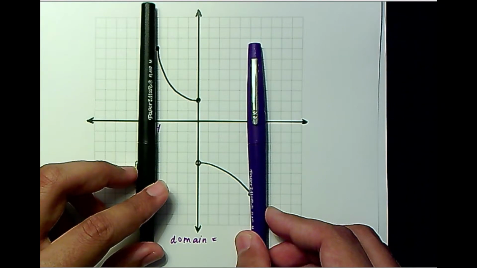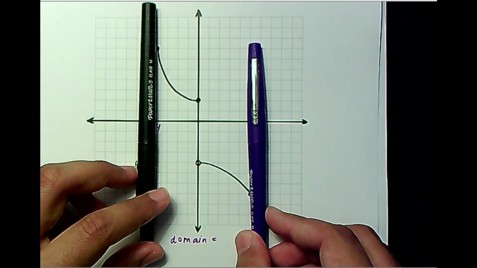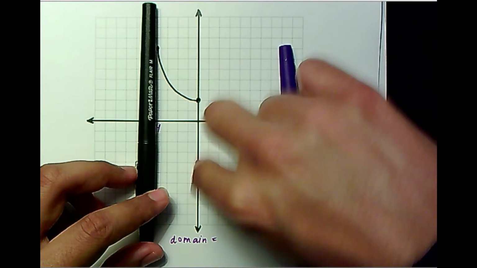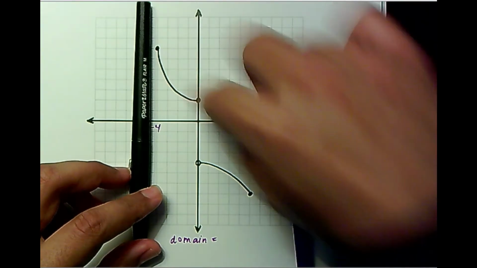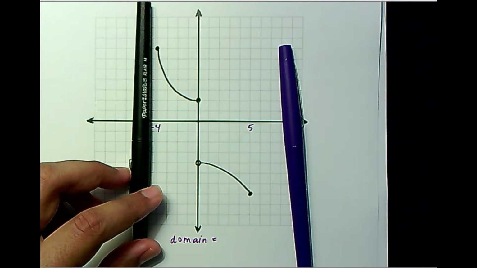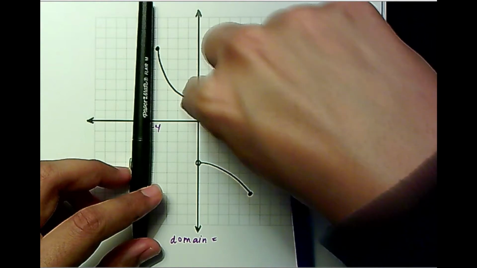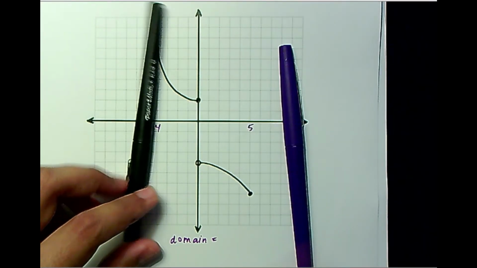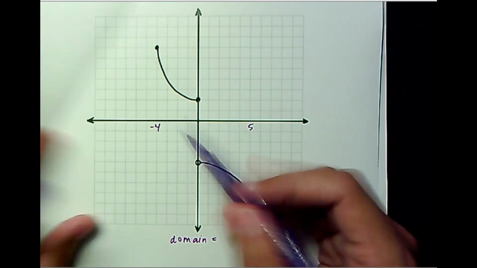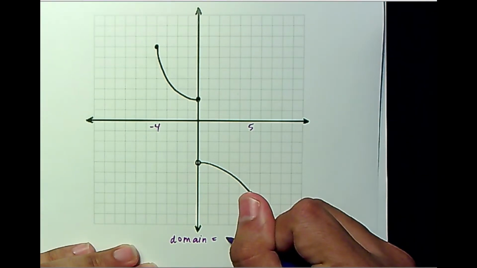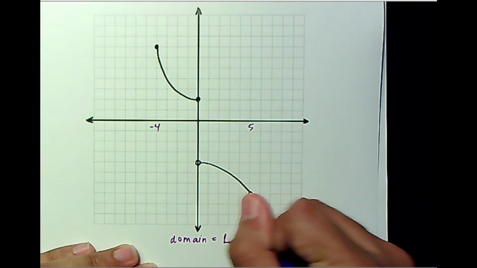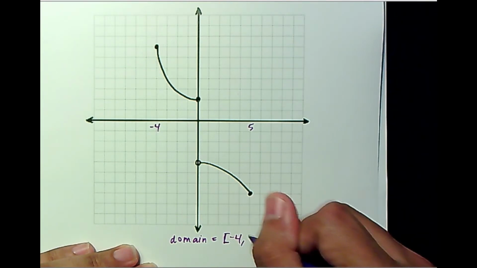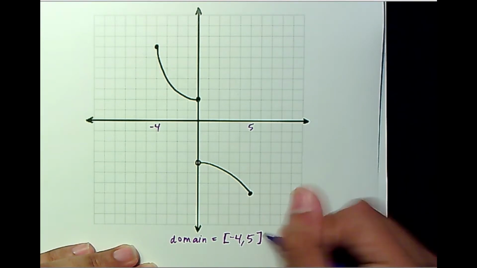And there are no gaps in between these. If you imagine that you could move this up, it would be like a continuous curve. If you could move this up, right up to here, you see that there would be no horizontal gaps whatsoever. So the domain of this one is actually from -4, that's included, all the way to 5, and that's also included.